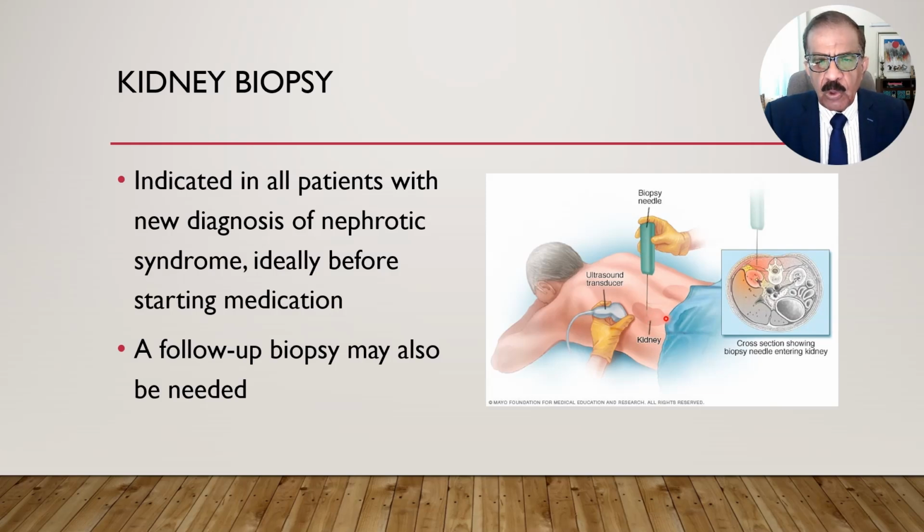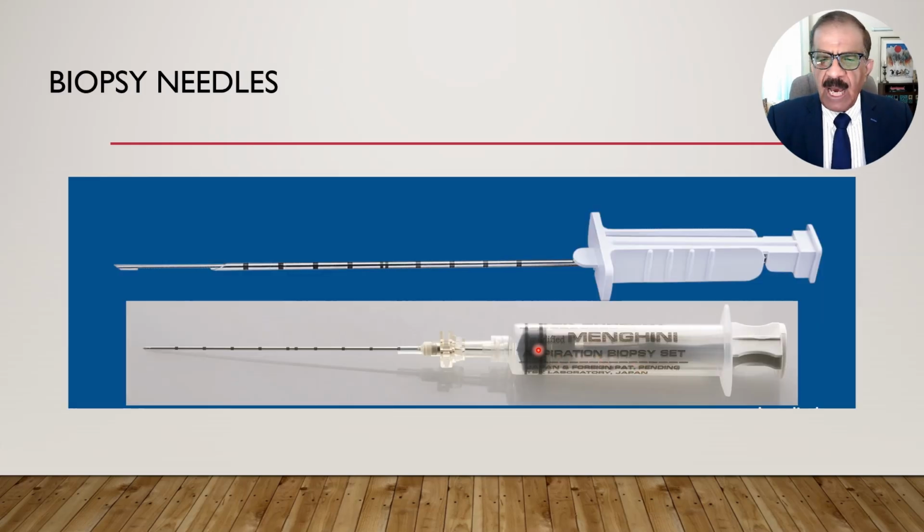So the lower pole is best to approach, and there are two types of needles which are used, and this is the cut section, this is the kidney. So you go through the muscles parallel to the spine. Of course, you don't go too deep, to avoid these vessels. So these are two types of needles. I would love to describe their mechanism, but time would not allow me. This is one needle, this is another one.